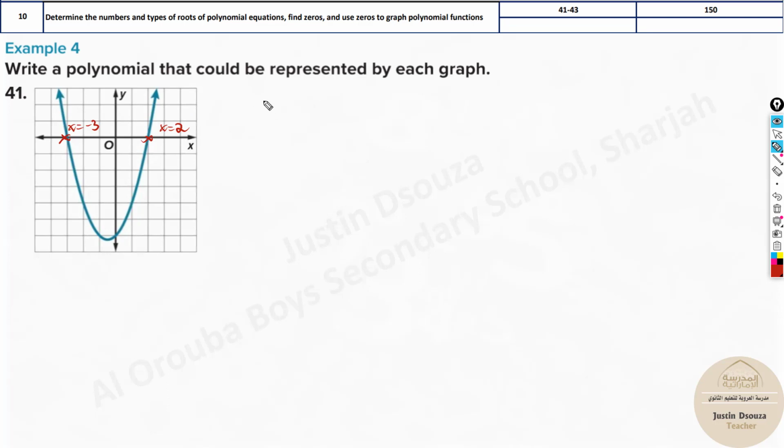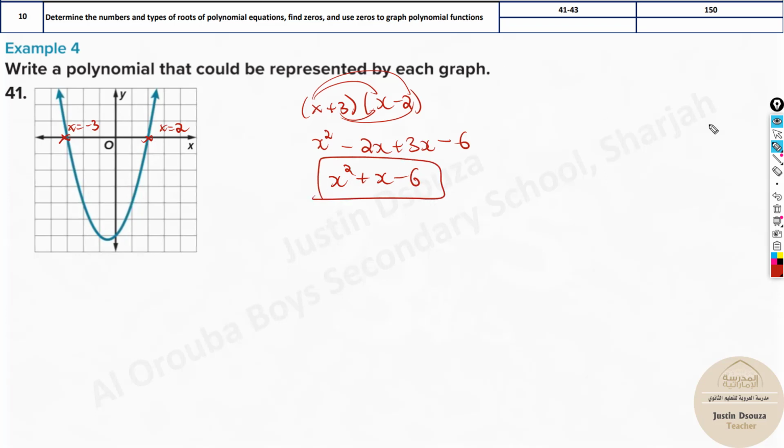So let's write in terms of factors. x equals minus 3; when minus 3 goes to the other side, it'll be x plus 3. Here it'll be x minus 2. Now solve this up using the FOIL method. It'll be x squared minus 2x plus 3x minus 6, so x squared plus x minus 6. This is the equation. That's it.